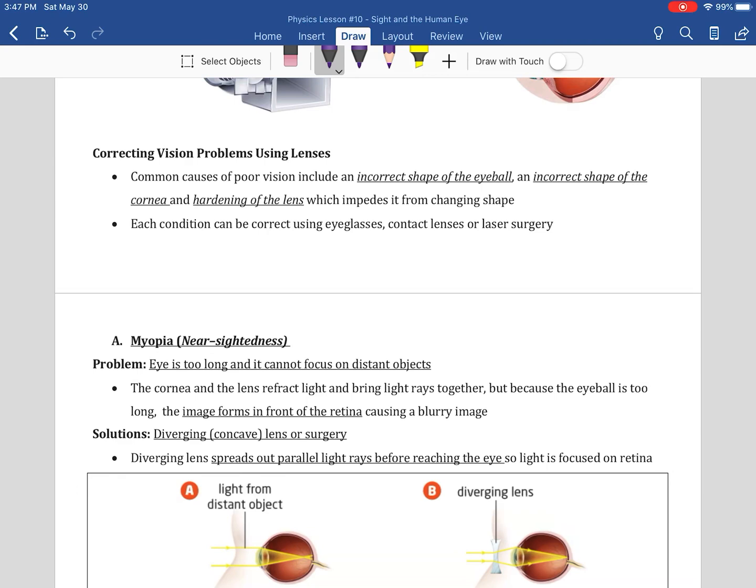So as you age, a lot of people will require reading glasses. The reason for that is because the lens isn't adapting to different focal lengths as well. Okay. So what we do to fix these problems, whether it's the eyeball that's the wrong shape or the cornea being the wrong shape, is we can fix it by putting another lens in front, which is an eyeglass, or a lens directly on top of the eyeball, which would be a contact lens, or laser surgery, which is another good option. And what they do is they actually change the shape of your cornea or the lens.